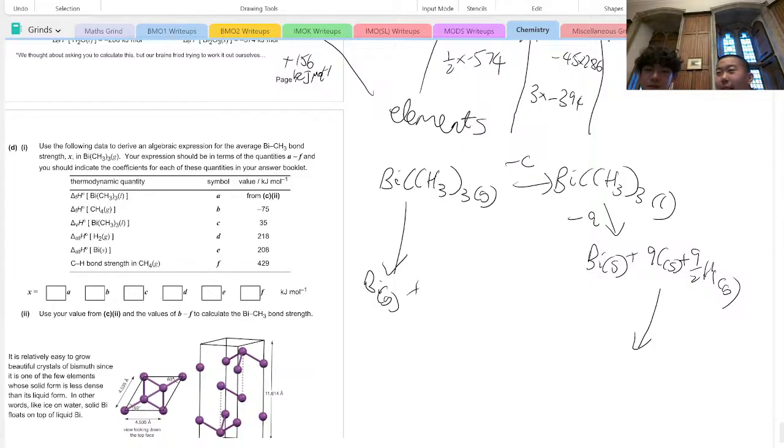Wait, but the Bi to CH3 bond strength, is that BiC or BiC plus 3CH? It's the Bi to C bond in BiCH3. So I'm gonna say that's BiC plus 9CH. Yeah, that's the amount of bonds it has. Okay. Yes.